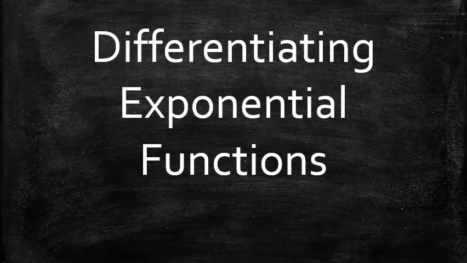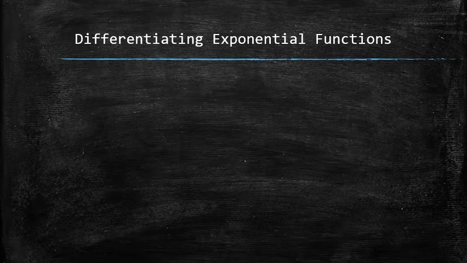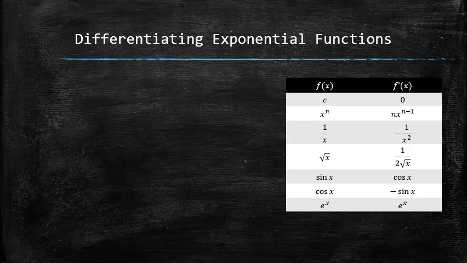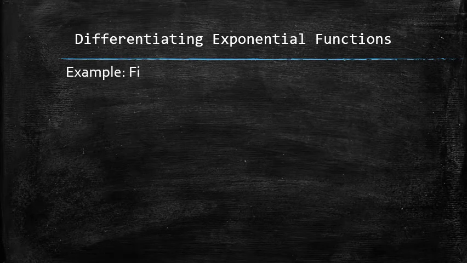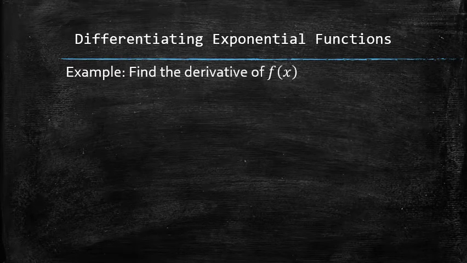Next, we will discuss the derivatives of functions that have an exponential function as one of its components. Now that we know how to differentiate the natural exponential function, we can combine this knowledge with any of the differentiation rules that we learned earlier. Let's find the derivative of the following function.